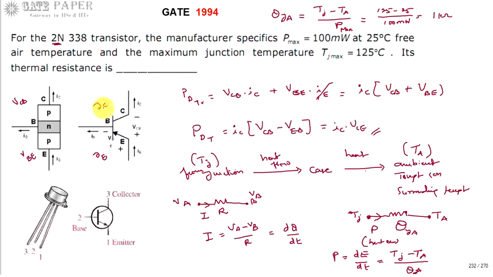The units of thermal resistance are not ohms. Thermal resistance is measured in degree centigrade per watt. So this is 1000 degree centigrade per watt, or 1 degree centigrade per milliwatt. So 1000 degree centigrade per watt is the right answer. Thank you.